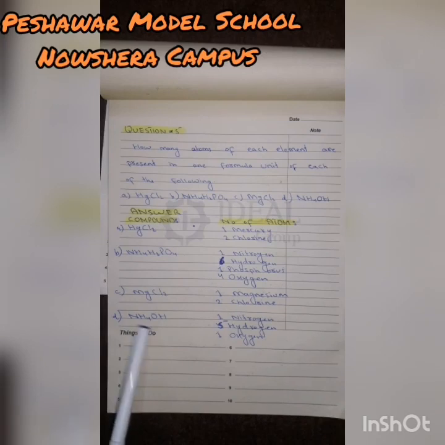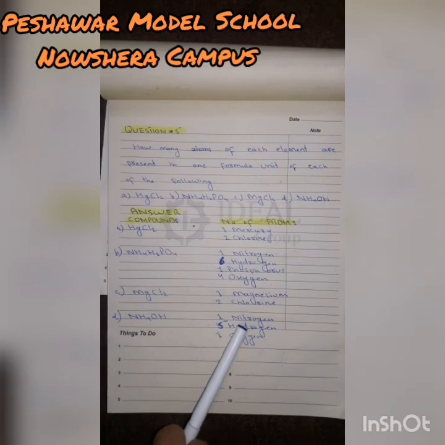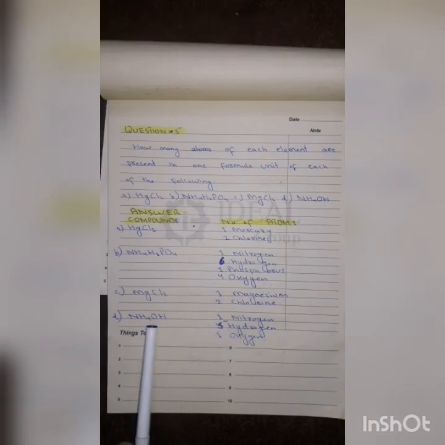Now the last one is ammonium hydroxide. Number first one atom is nitrogen, second one is hydrogen, third one is oxygen, and the last one is again hydrogen. Number first one is nitrogen. There is no subscript with the nitrogen. It means one nitrogen is present in this compound. Second one is hydrogen, and the fourth one is also hydrogen. It means that in total we have 5 hydrogen in this compound, and there is only one oxygen in this compound.